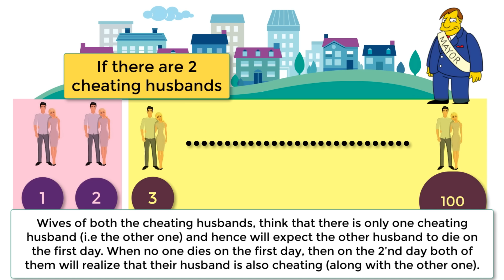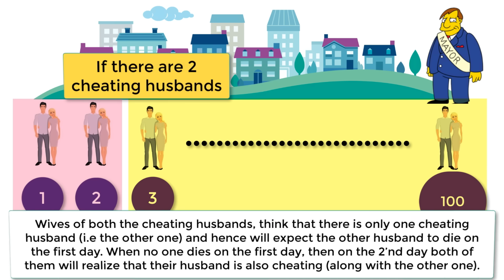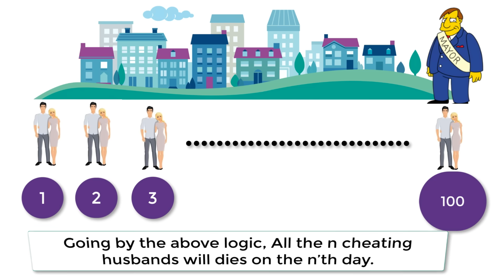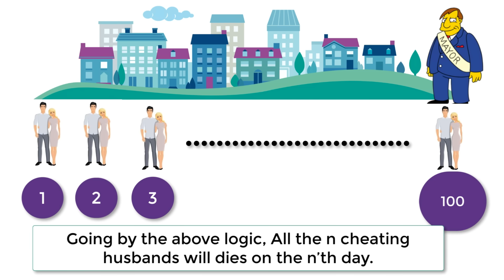The next day, when the two women see that no husband was executed, they realize that there could only be one explanation: both their husbands are cheaters. Thus, on the second day, two husbands are executed. Through induction, it can be proved that when this logic is applied to n cheating husbands, they all die on the nth day after the mayor's announcement.